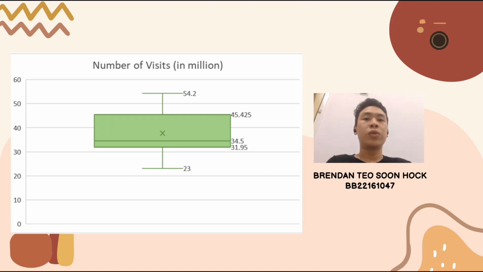So this is the box plot for the number of visits, where the outliers are 54.2 million and 23 million. Third quartile is 45.425 million, while the median is 34.5 million and the first quartile is 31.95 million.